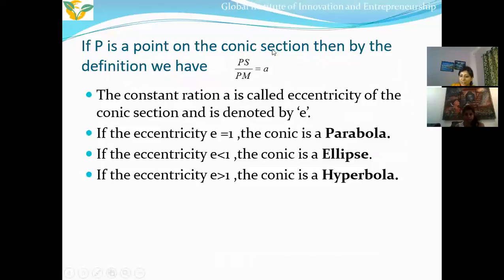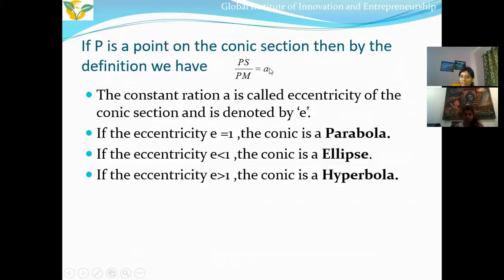Now as the definition also we have studied, PS by PM is equal to a constant. This particular constant we are naming eccentricity. It's a mathematical term, and we always denote it by E. Now what are the different cases that we get?